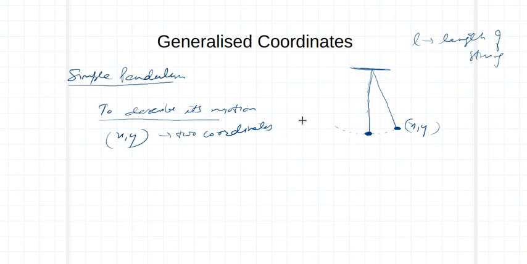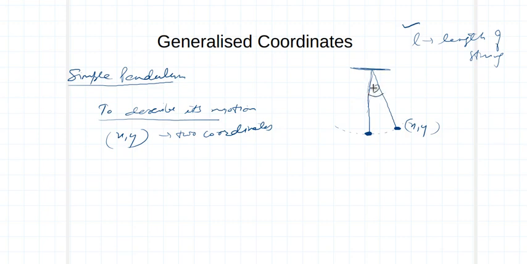But now this bob or this point object is tied to a string, and that string is inextensible and its length is L. Right? This is the length, and this length will not change. Under the effect of gravity, this length should remain the same. This will not change. There is no stretching in it. So what does it mean? That means, is there any way to express this?